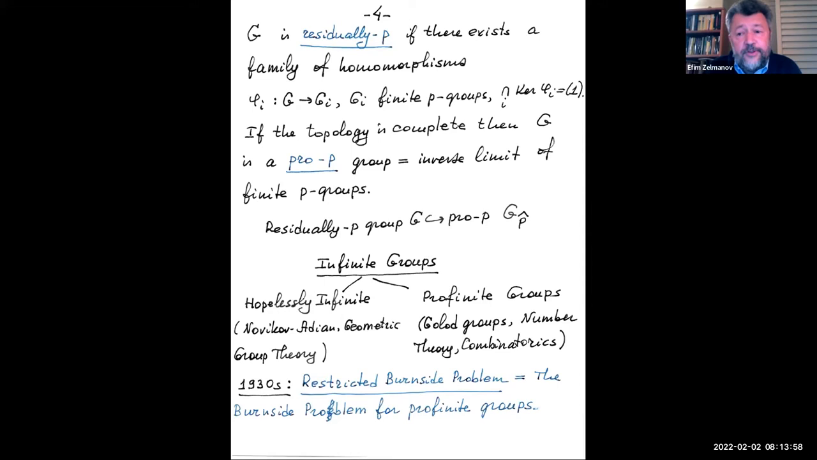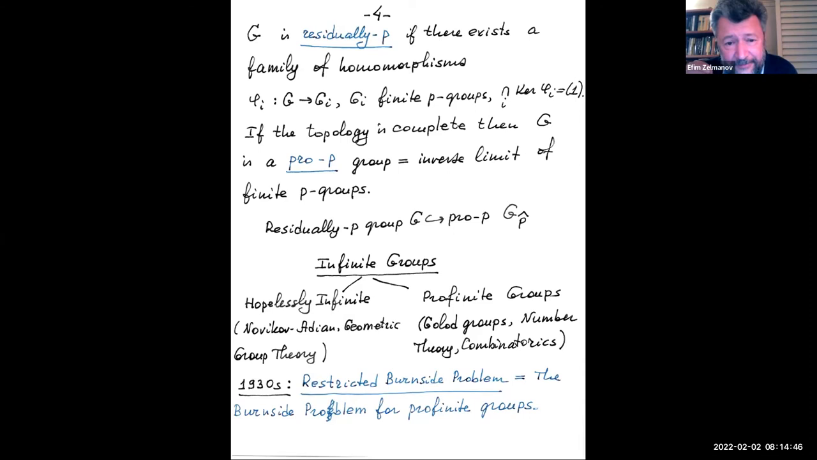Now, all infinite groups can be subdivided into two classes. There are hopelessly infinite groups, like the examples of Novikov and Adyan, and usually these groups appear in geometric group theory. Or there are profinite groups, residually finite groups, let us say. These residually finite groups appear in number theory and in combinatorics. Philosophically, it's like two kinds of infinity: hopeless infinity, and infinity which is a limit of finite.